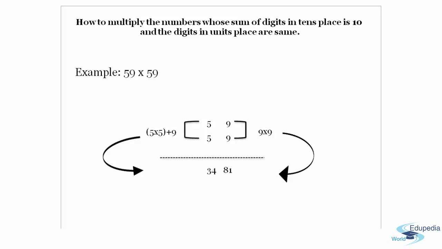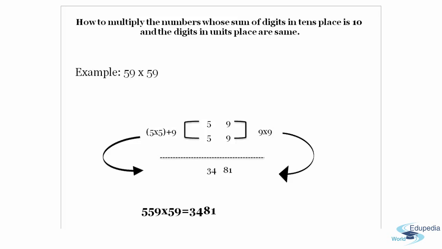Now, if you club both these answers, it becomes the final result for the product 59 into 59. So you can say that 59 into 59 is equal to 3481.